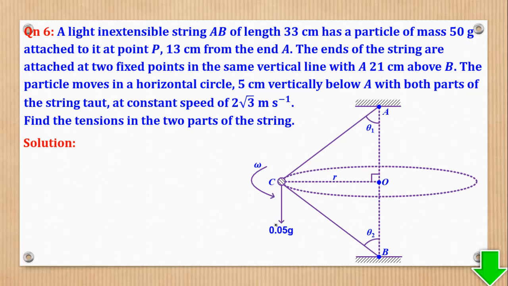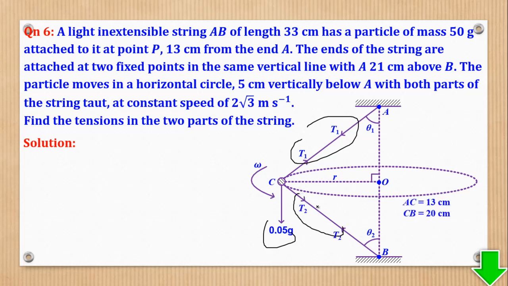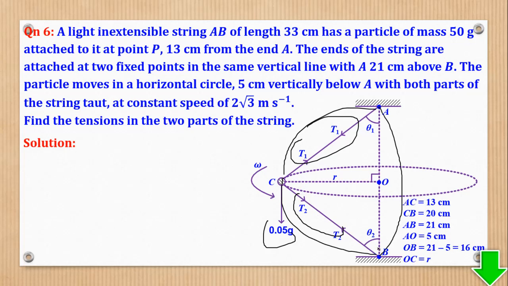First is the weight, which is that. Then the tension, arrows must face each other. Also tension here, arrows must face each other. They are different. Previously they were the same because it was threaded, but now this is just attached, so they are two different strings. Then here, SC is 13, CB is 20, AB is 21, AO is 5, and the balance is 16. Then this is the radius.